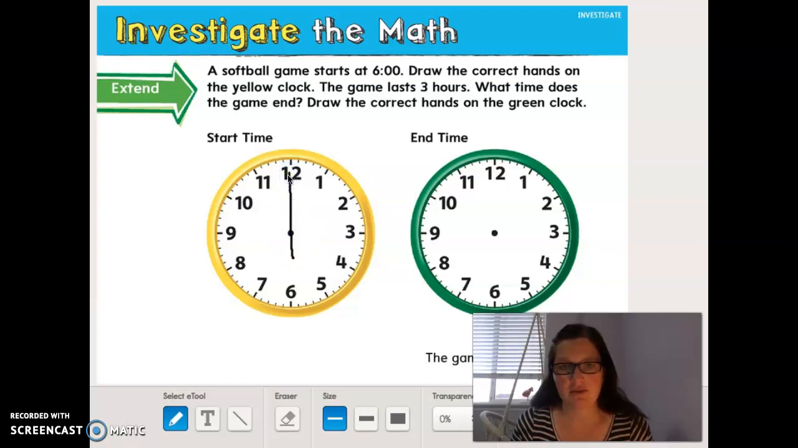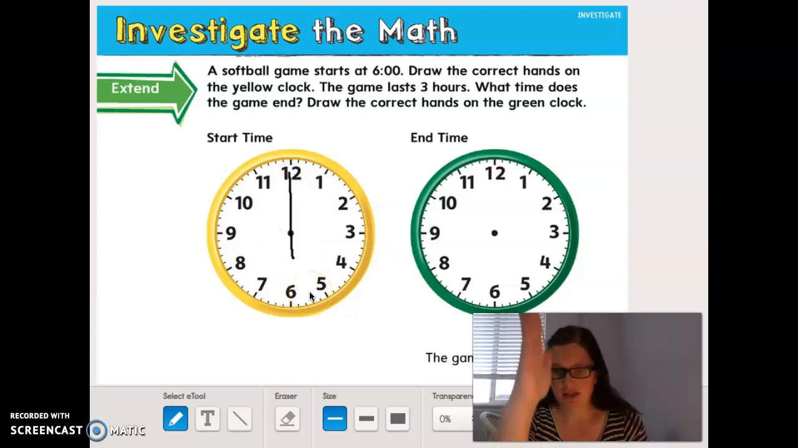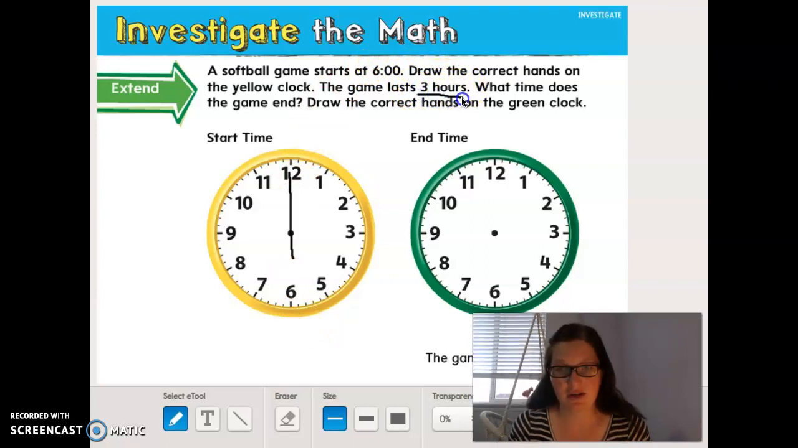So we draw all the way up to the 12. It's almost there, almost exactly straight up and down. So when you do that, you want to make sure they're drawn straight up and down. Then we have to figure out how long the game lasts. It tells us it's 3 hours. And we have to figure out what to write over here on the green clock for the end time.